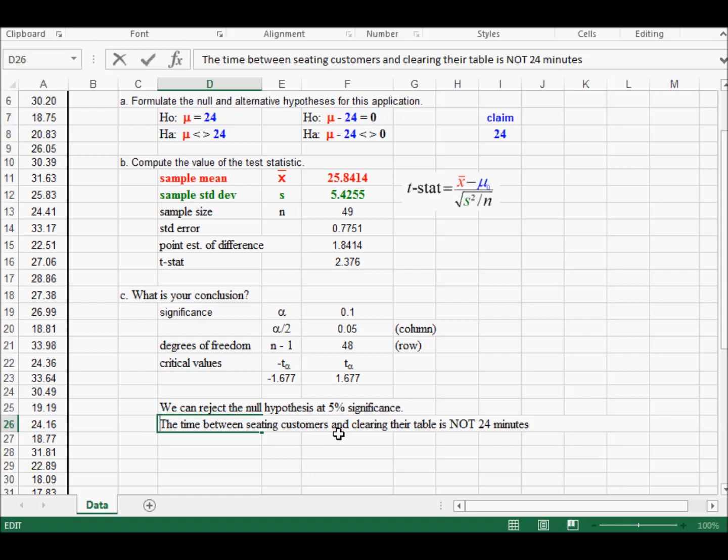And since we can reject the null hypothesis at 5% significance, we can conclude that the time between seating customers and clearing the table is not 24 minutes. And that concludes case 6 from chapter 9.